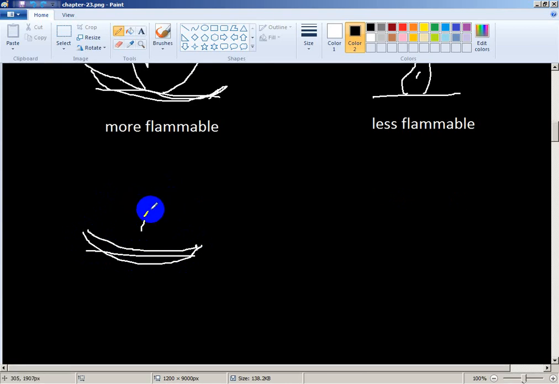These things easily become gas, like this is a gas. Here they do not easily become gas. So volatile means how easily a liquid turns to a gas. Small, shorter molecules are more volatile.